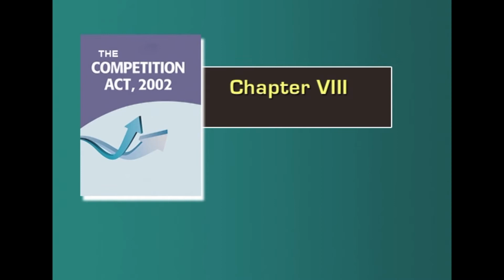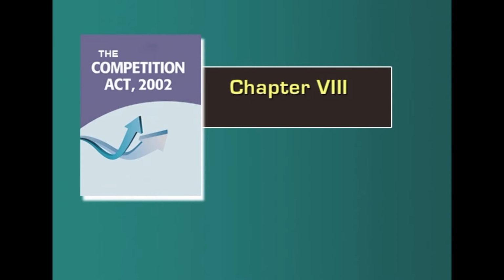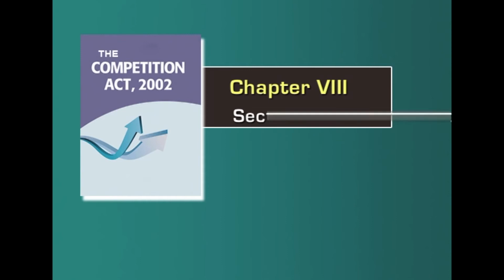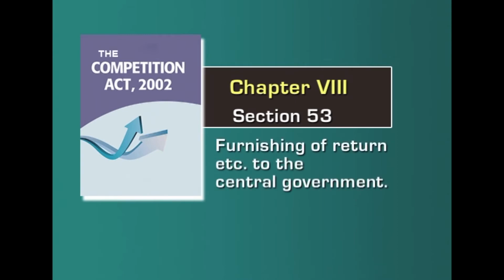Sections 50, 51, 52, 53 deal with the manner in which the finances of the commission have to be handled. To get a general understanding of it, section 50 talks about grants by central government. This being a central legislation, the government of India is responsible for ensuring there are enough funds for allowing the functioning of the competition commission. Section 51 talks about constitution of a fund. Section 52 talks about accounts and audit, and section 53 talks about furnishing of returns, etc., to the central government.